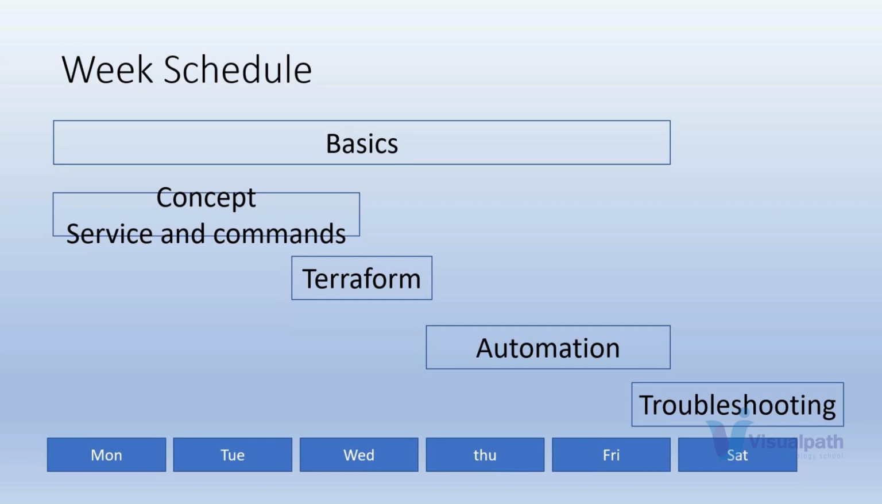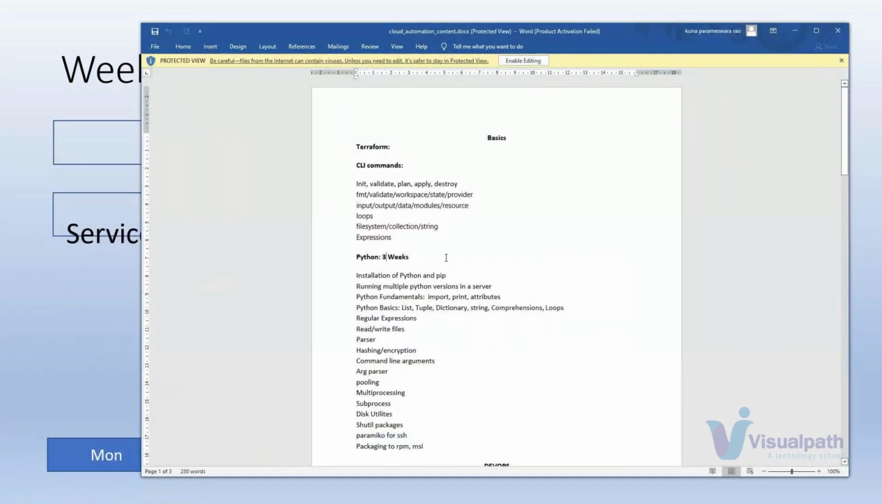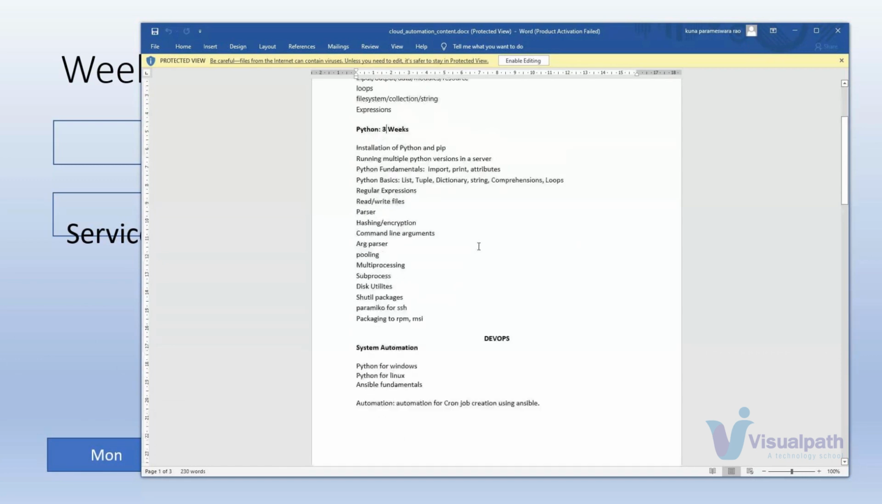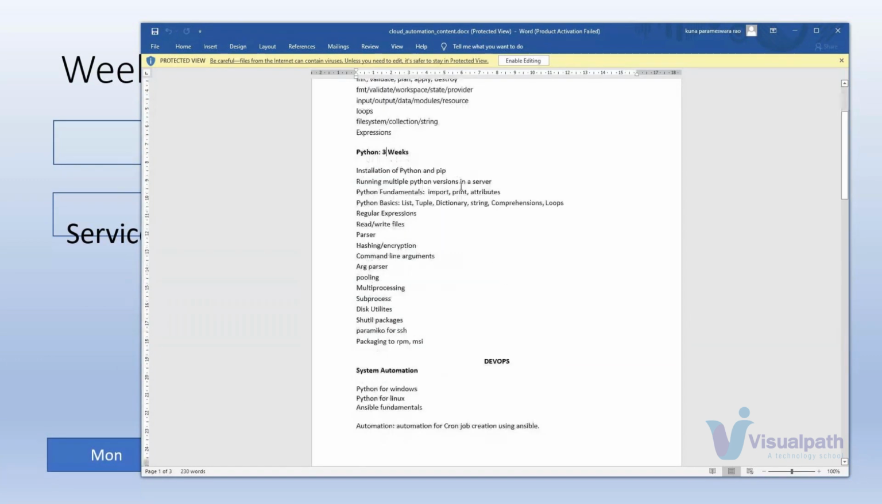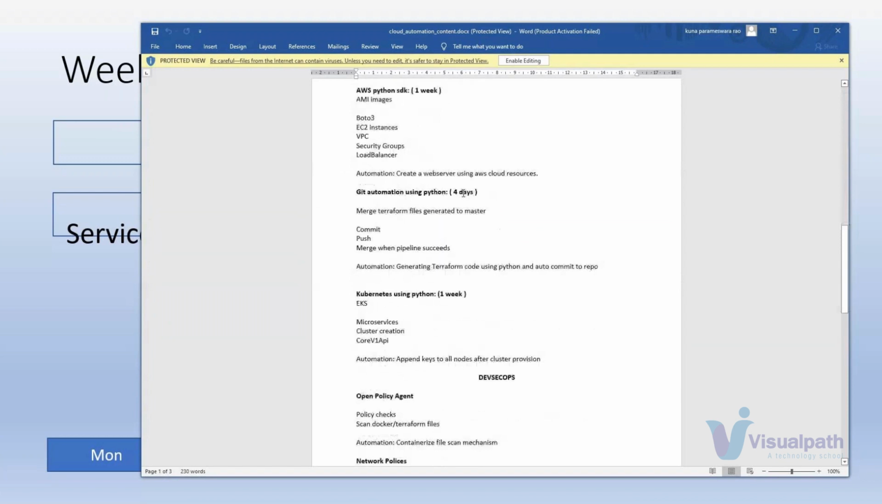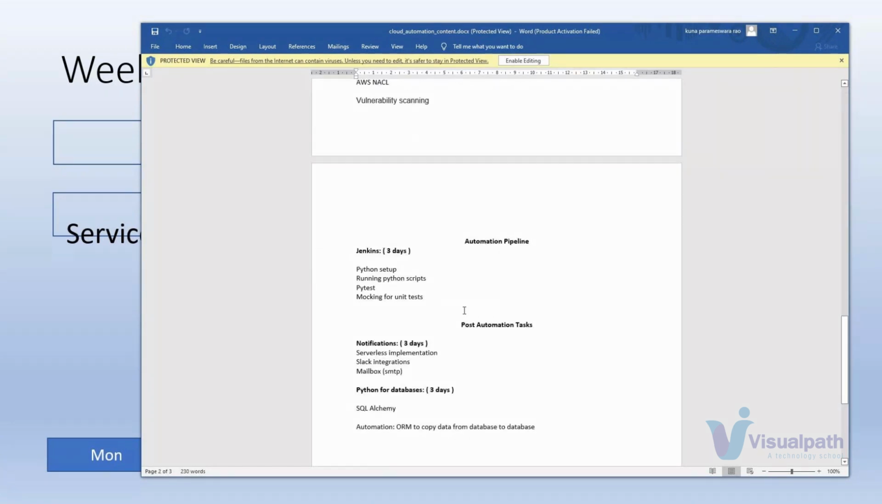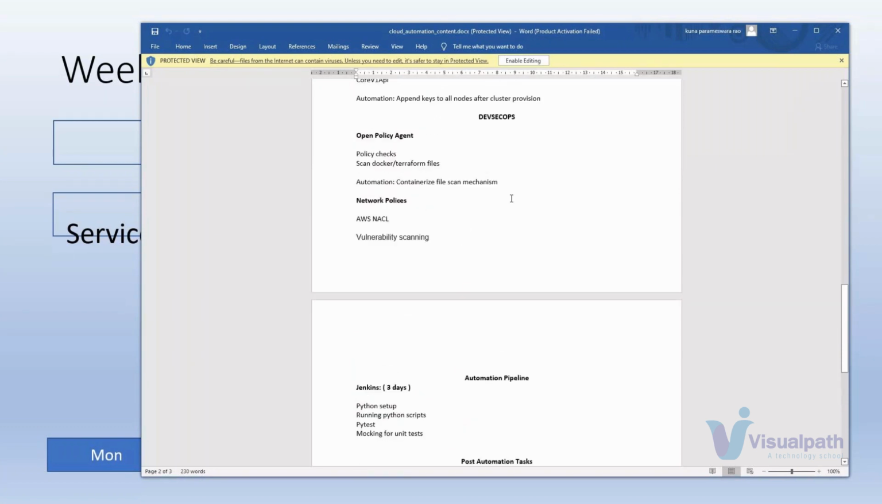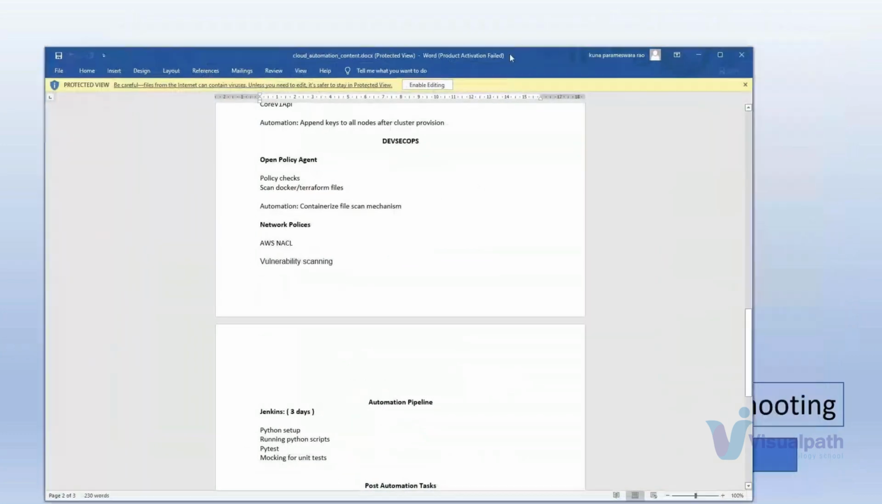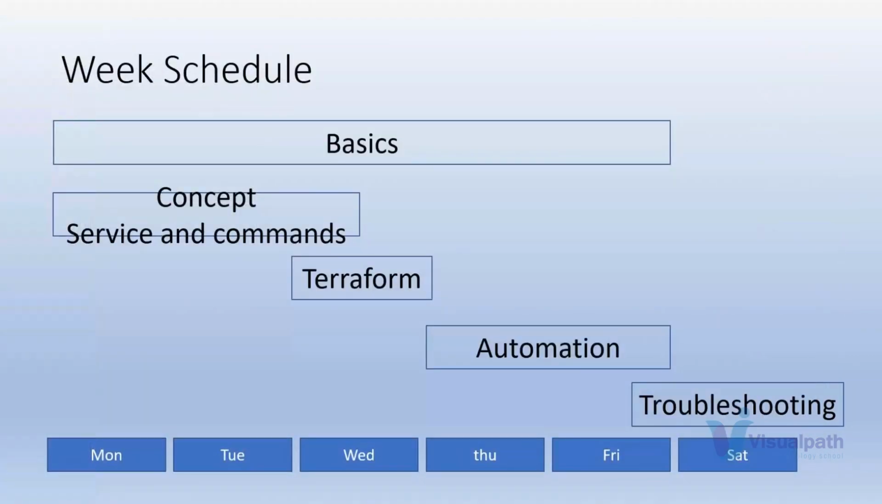So, going to the curriculum. Whatever I discussed, there is a more descriptive version in the curriculum. Get this curriculum from the management and go through it. If you are working on any interesting automation in your organization, just let me know, and we can include that also.